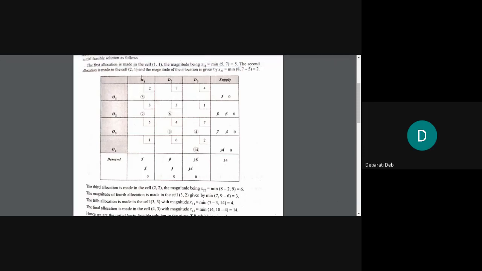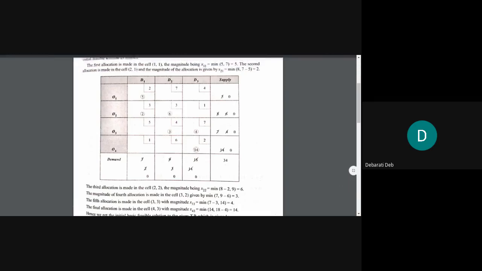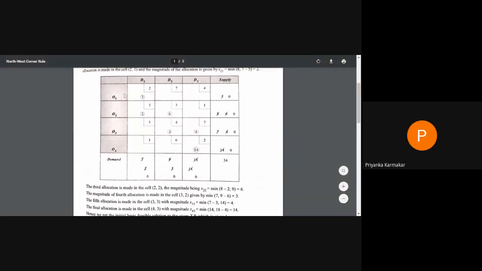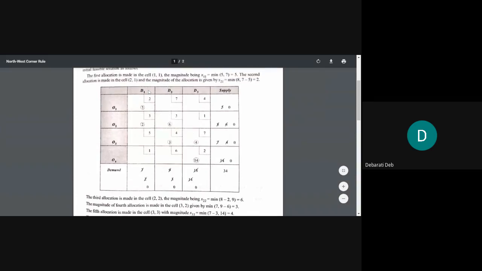Now if I want to identify the northwest corner, which one will be the northwest corner? Anyone knows the answer or not? Someone unmuted. Tell me. Top left hand side. Top left hand side, yes. This one is the northwest corner. That means the cell with 2, 5, 2 you can see, this one is the northwest corner.